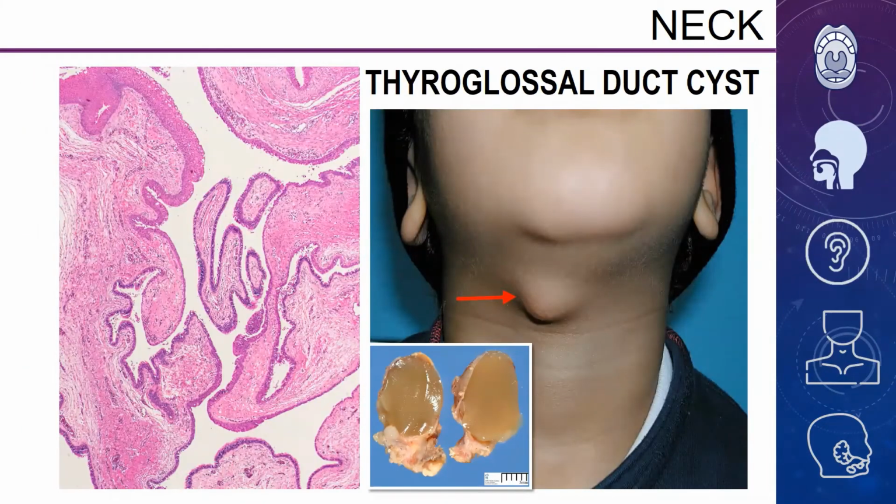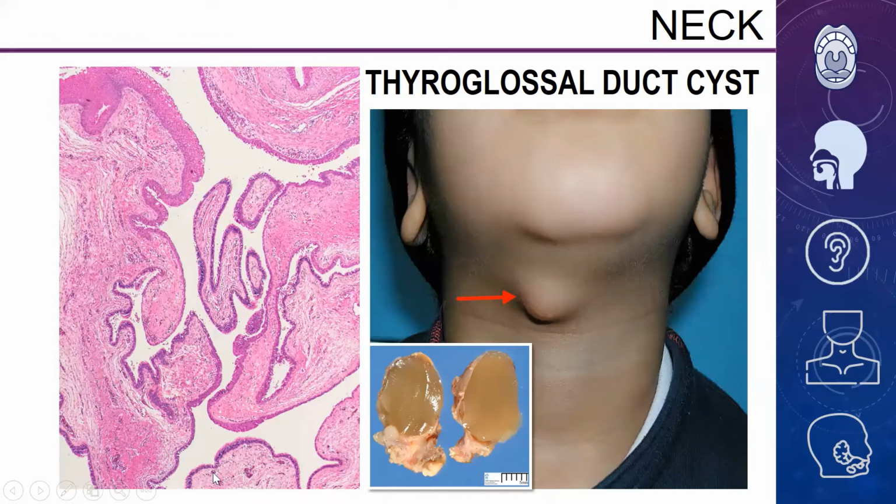Thyroid anlage begins in the region of the foramen cecum at the base of the tongue. As the gland develops, it descends to its definitive midline location in the anterior neck. Remnants of this developmental process may persist, resulting in cysts that are lined by stratified squamous epithelium, well located near the base of the tongue, or pseudostratified columnar epithelium in lower locations.